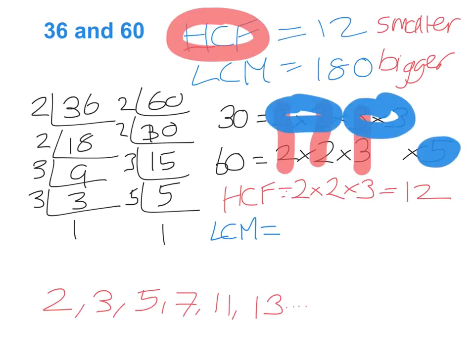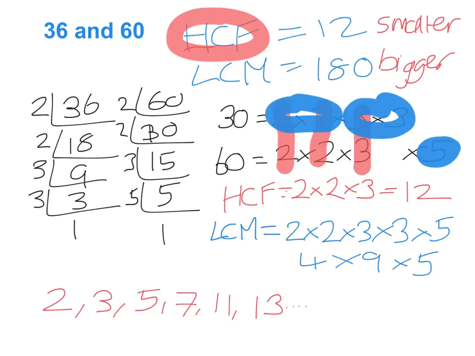So I pull those all together, 2 times 2 times 3 times 3 times 5. That is 4 times 9 times 5, which is 180. And we can just compare this with the answers that we got from logic at the start and see that they do match up.